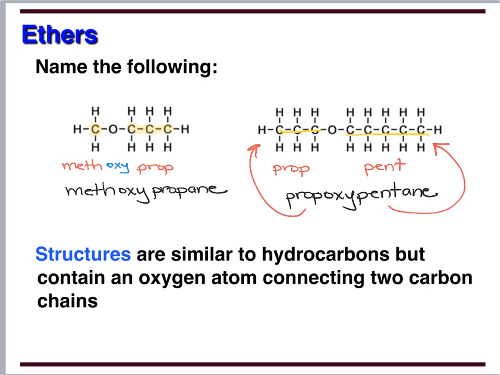Okay, structures are similar to that of hydrocarbons. Basically I'm just putting 2 chains together, separated by that oxygen atom. So the names are going to tell me the 2 chains and then the oxy in the middle. I don't need any numbered prefixes with these ones because it's always just a chain separated with that oxygen. So there's no numbered carbon that I have to worry about.